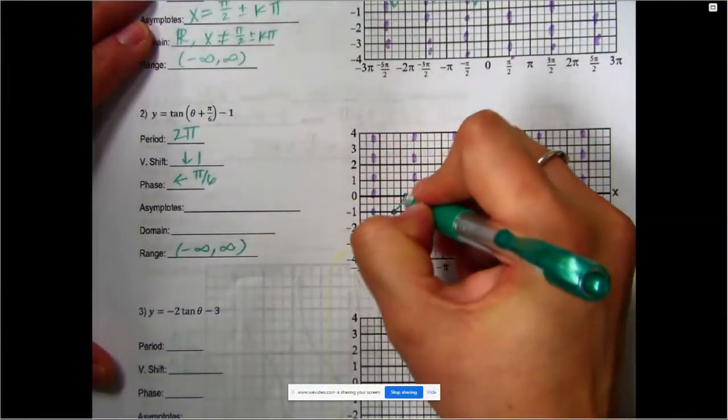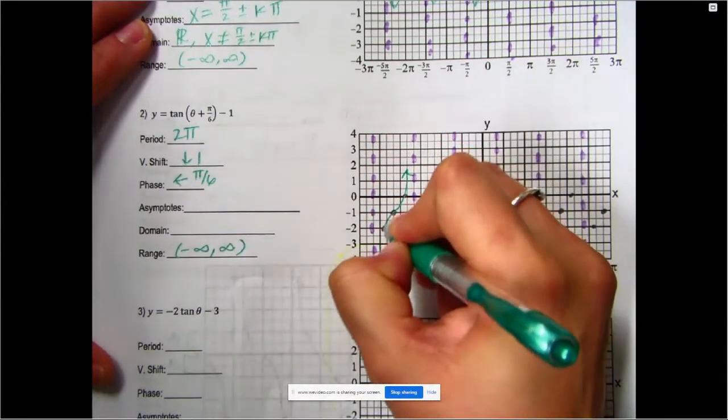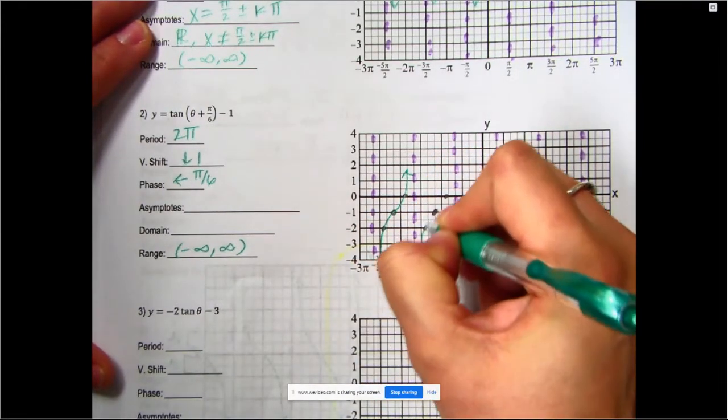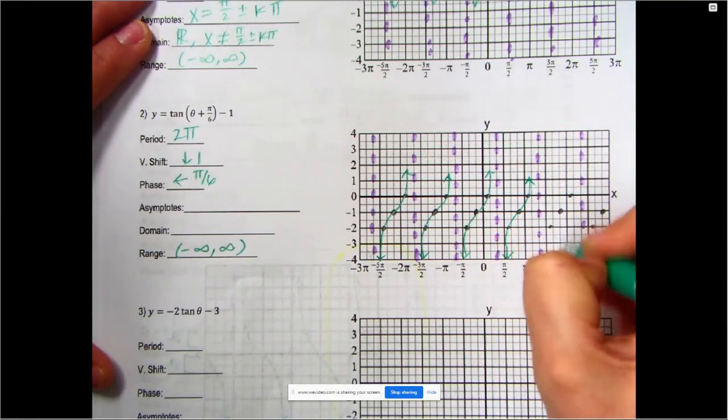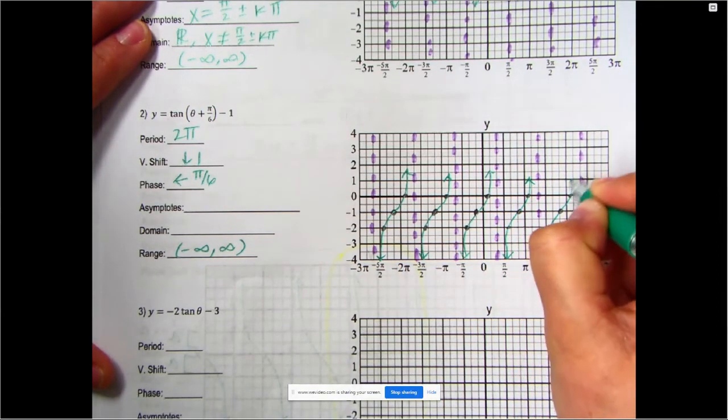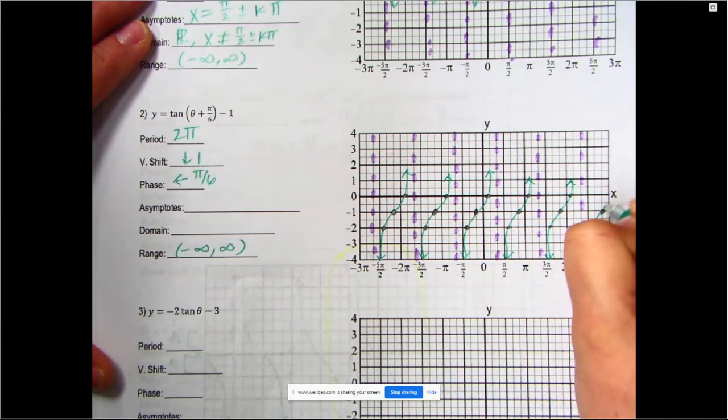If you need to pause the video so you can finish up your graph, please do that. That's the beauty of having these videos. You can go at your own pace. We love it. Yay!